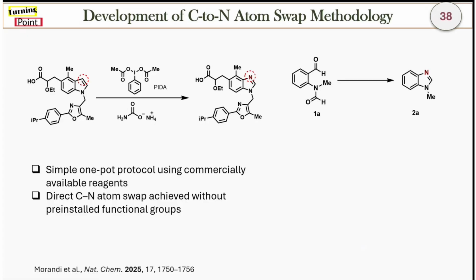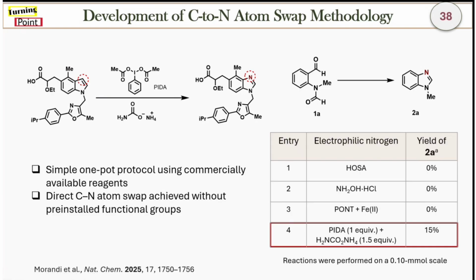They know that after oxidation of this indole, it will give this dicarbonyl type of product, which is a Witkop intermediate. Then they started thinking about all the possible rearrangements from this type of intermediate. For that, they took different types of electrophilic nitrogen donor containing reagents. In this case, when they used this hypervalent iodine containing reagent, PIDA and ammonium carbamate, they got at least 15% yield. That's why they chose this reagent.